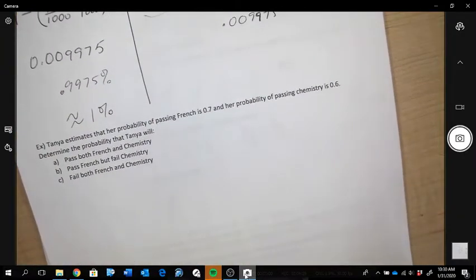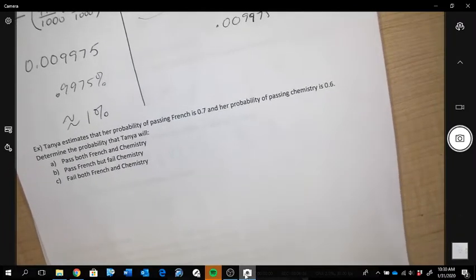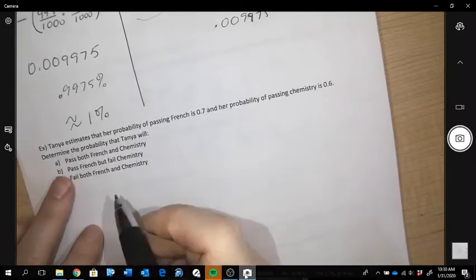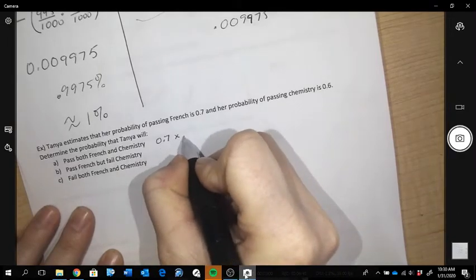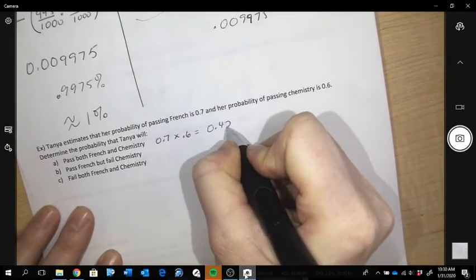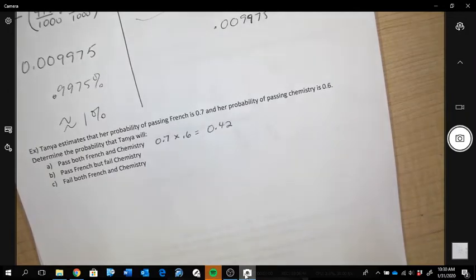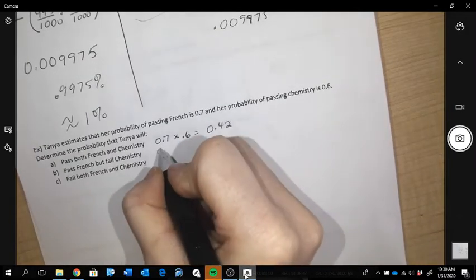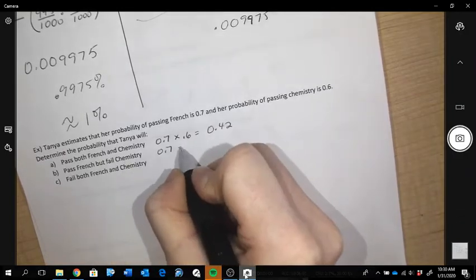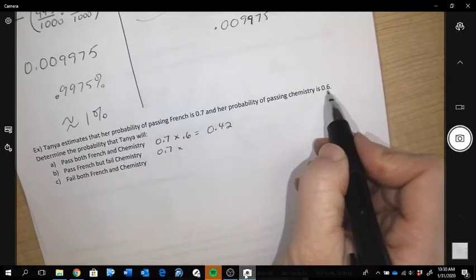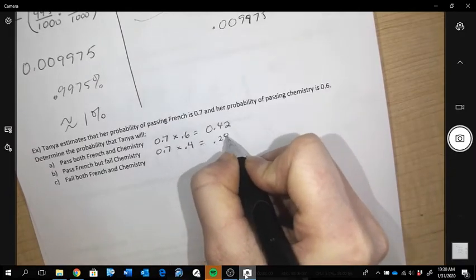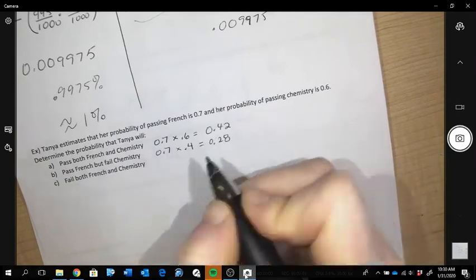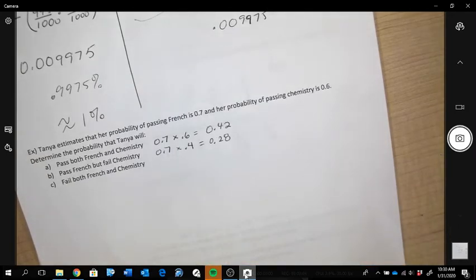Tanya estimates that her probability of passing French is 0.7 and her probability of passing chemistry is 0.6. Determine the probability that Tanya will pass both French and chemistry. So pass French times pass chemistry, so her probability is 42%. She'll pass French, so that's 0.7, but fail chemistry. If she had a 0.6 chance of passing chemistry, that would be a 0.4 chance of failing. So there's a 28% chance that would happen.